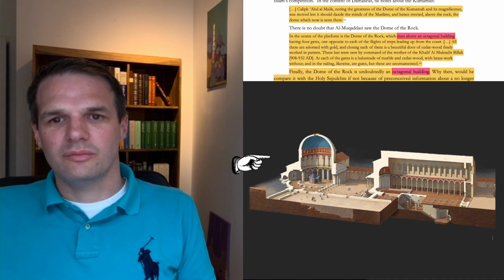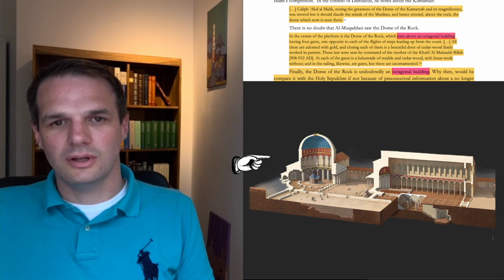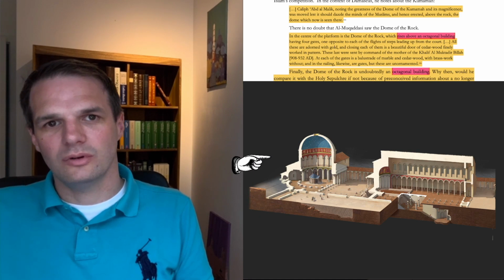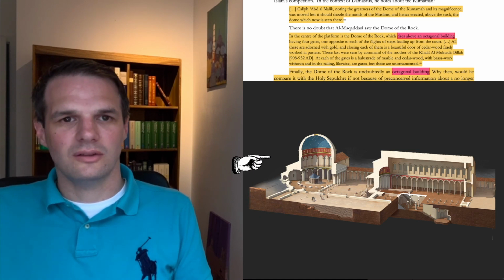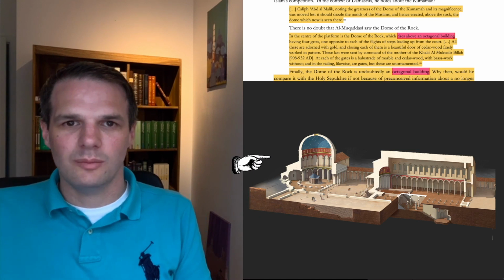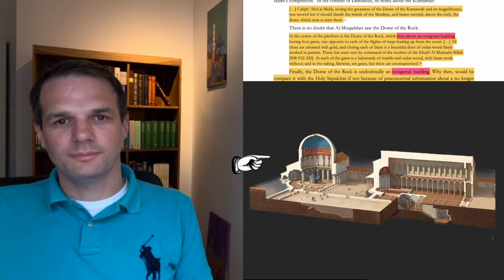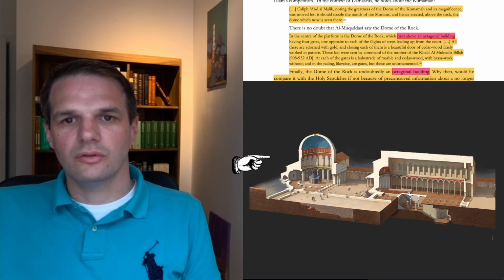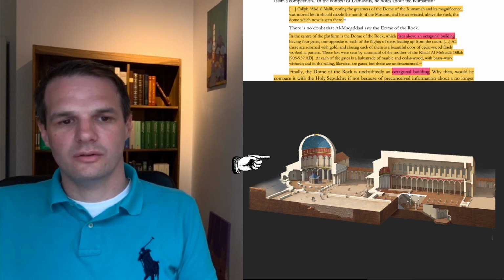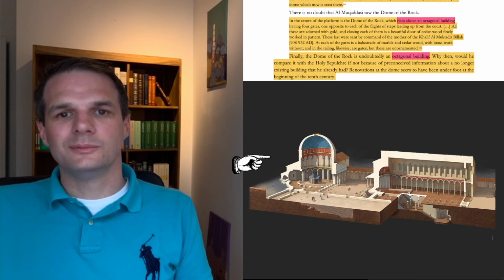Renovations at the Dome seem to have been underway at the beginning of the 10th century. Well, that is true, and I will go into that a bit more in the next episode when I try to make my case for what happened. So we do know that during Fatimid times there were lots of repairs and reconstructions and so on.